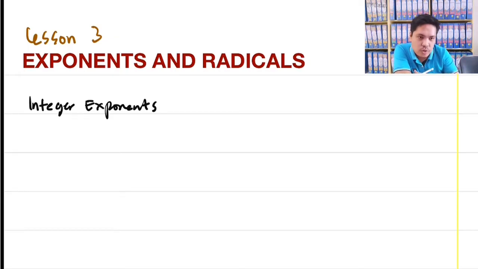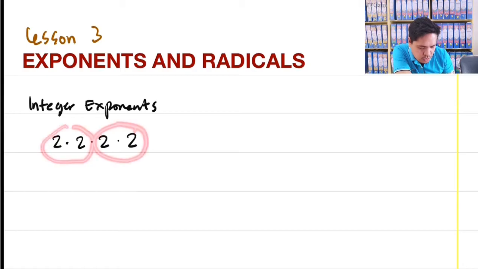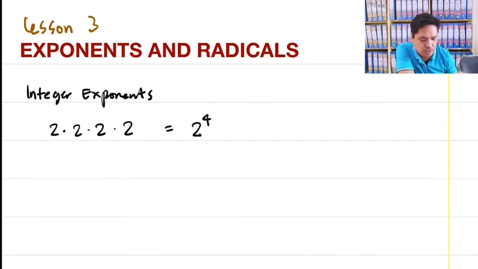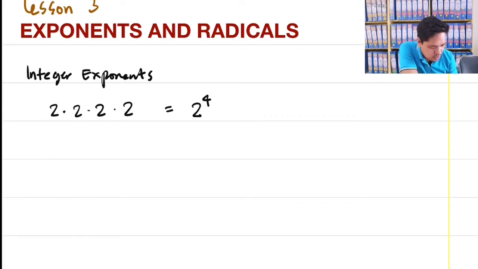So usually, multiple or repeated multiplications could be written in exponential form. For example, we multiplied 2 by 2 by 2 again and by 2 again. Meaning, we multiplied 2 four times. So we could write that in exponential form as 2 raised to 4. Meaning, it is multiplied four times. So that's too easy. It's too fundamental. So, what we'll do is get the definition of exponents.